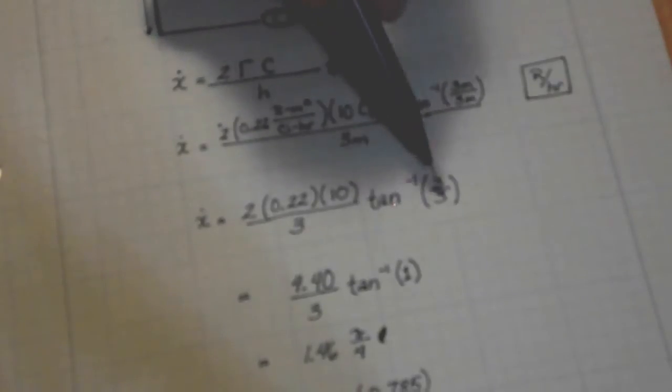After cleaning up all the units, we get a fairly easy looking equation that we can solve. We multiply the terms through in the numerator, divide by 3 in the denominator, and then we multiply this simplified term times the inverse tangent of 3 over 3, which is the inverse tangent of 1. And the value we get is 1.46.